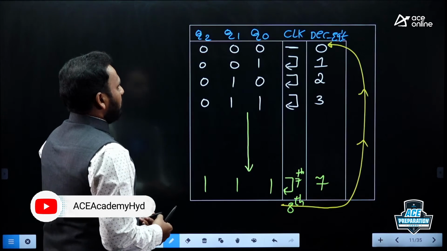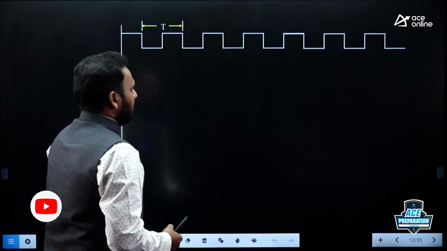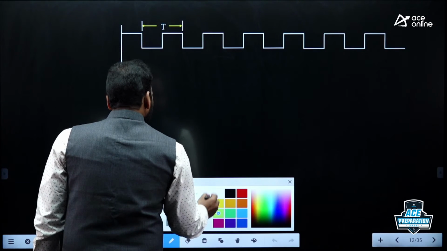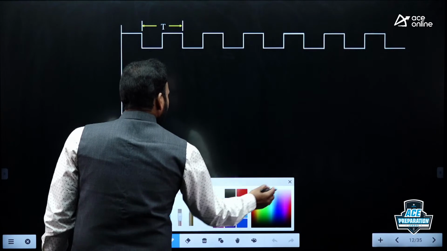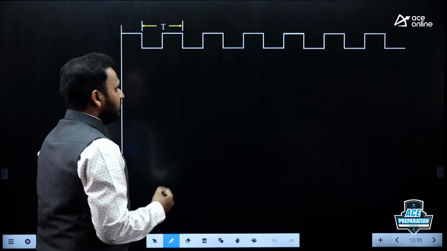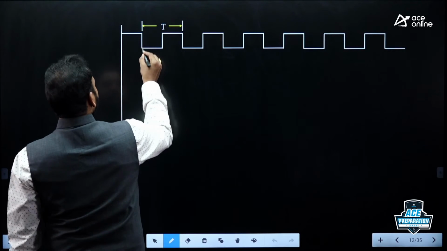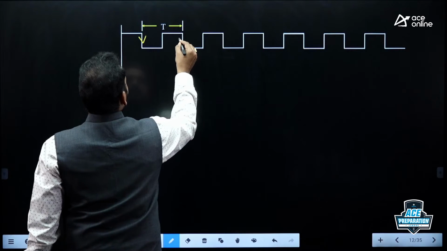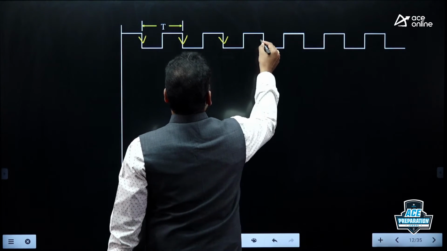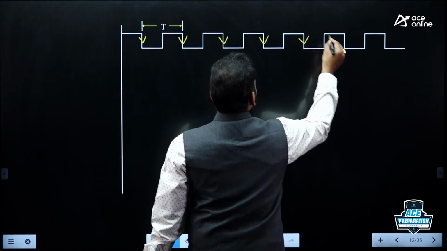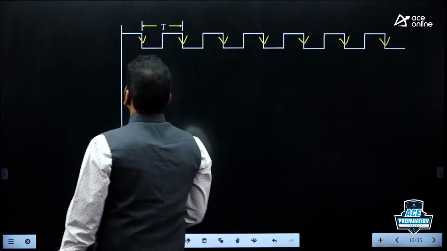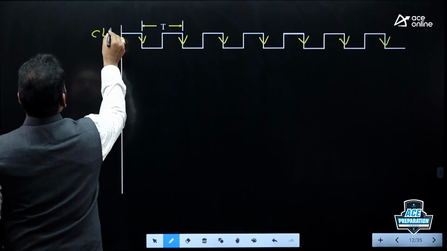Okay. So let me take the clock pulse. But I already told you, they don't provide, we have to take the arrow marks. At every falling edge or rising edge, it depends on the type of the flip-flop used in the counter. So at every falling edge, because all the flip-flops are falling edge triggered, I am taking the arrow mark. So flip-flop will simply toggle at every falling edge. This is a clock frequency.